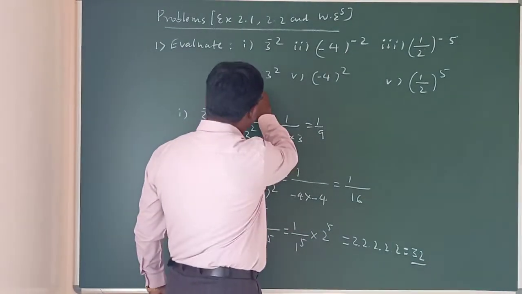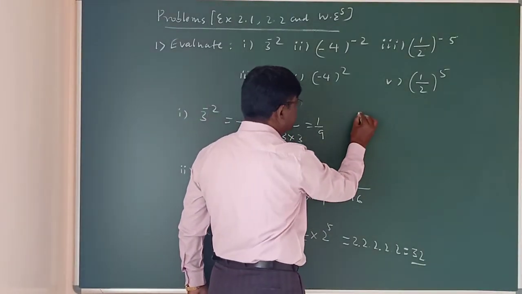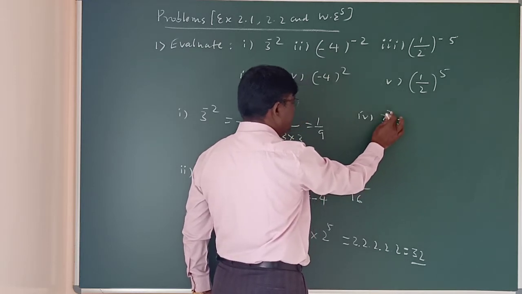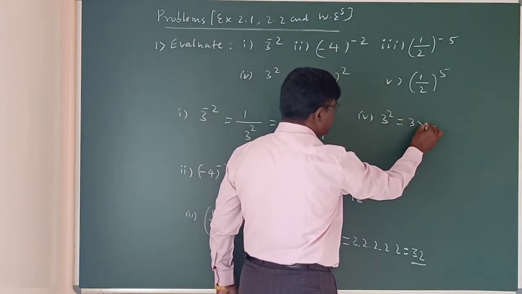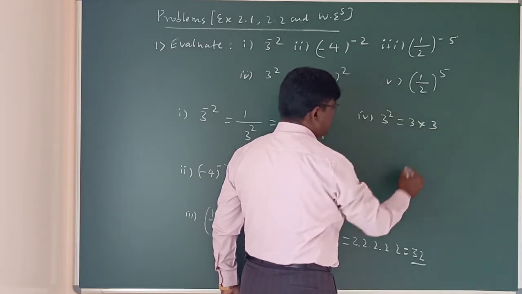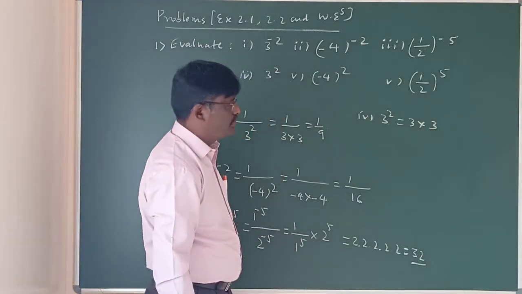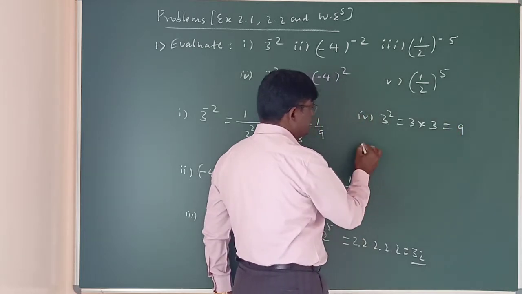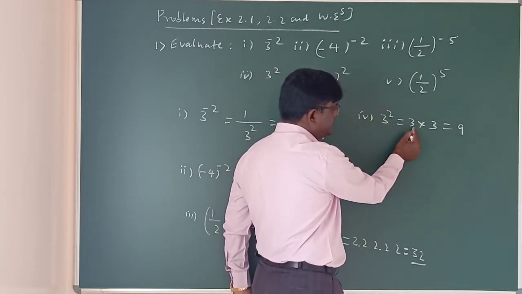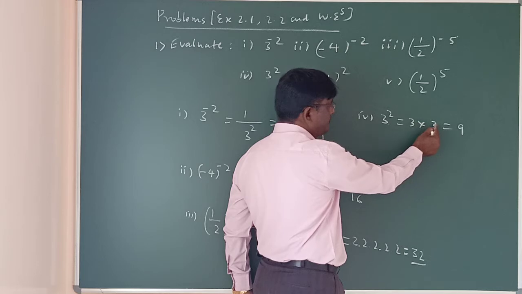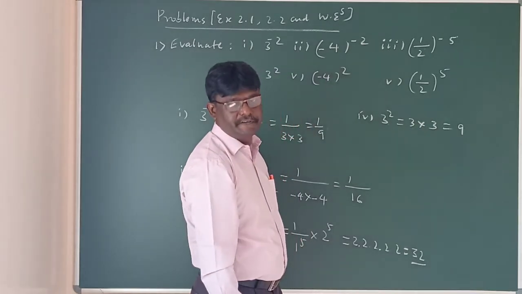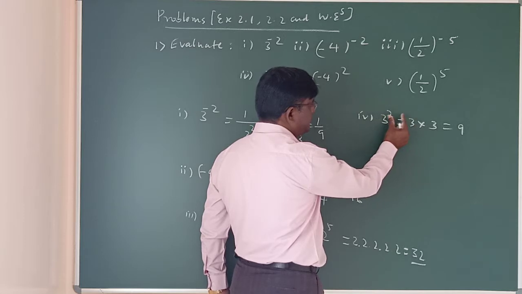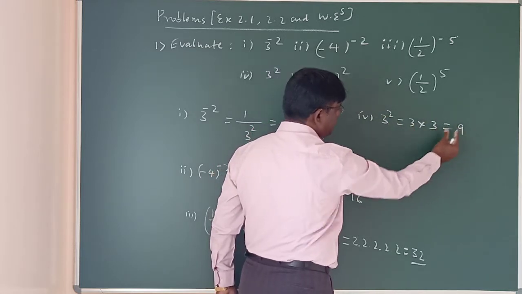Next, just consider the fourth one, children. 3 square. Therefore, here the exponent indicates the base should be repeated twice. 3 threes are 9. Next, you see here, it is of this form, children. A power m, a power n, a power m plus n means 1 plus 1, that is 3 square. When it is expanded, multiplied, we get the product.